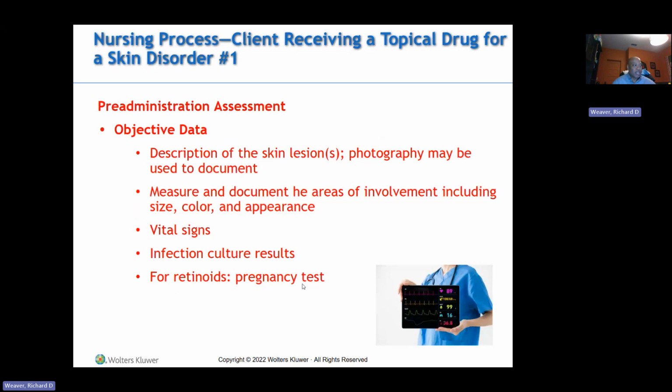Vital signs are important. If there's drainage, we want to do a wound culture so that we can obtain the right antibiotic. For retinoids, before we administer this medication, we want to do a pregnancy test to make sure the woman is not pregnant. Retinoids require the result of a pregnancy test within 2 weeks if the patient is a female.